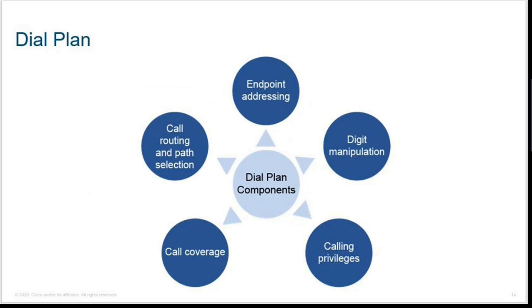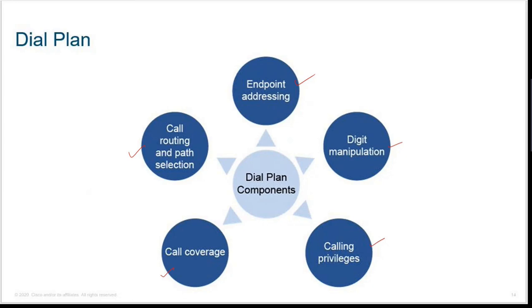Then about dial plan. In dial plan components, there are different factors again. There is endpoint addressing, there is digit manipulation, there is calling privilege, call coverage, call routing, and path selection. So first of all, endpoint addressing is required. Without that, the endpoints will not be able to communicate. They need the addressing to be configured.